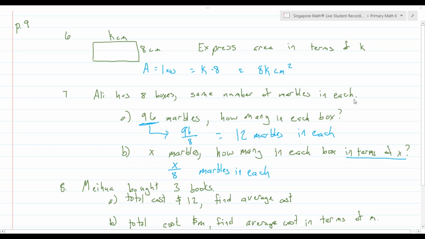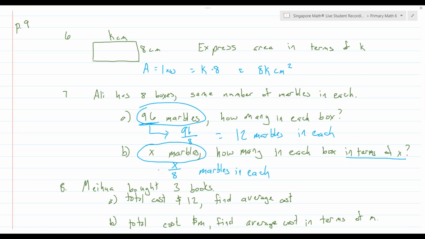That's a really good strategy for when you're starting to think about algebra, is to use a problem with numbers and then think about how you would do it if you didn't know the number. Again, we were told there's 96 marbles altogether, and we knew to do 96 divided by 8. So if there are X marbles altogether, we know that you're going to do X divided by 8. Let's use that same strategy on number 8.